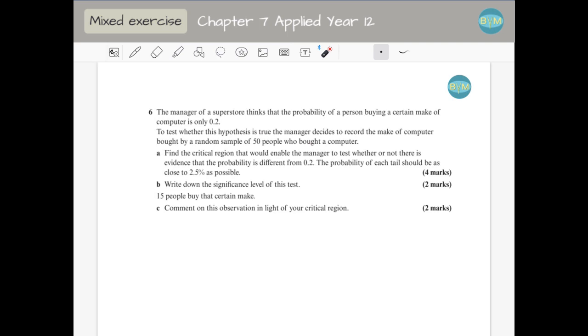Hello, this is question 6 on your mix exercise 7 from your applied book from year 12. The manager of a superstore thinks that the probability of a person buying a certain make of computer is only 0.2. To test whether this hypothesis is true, the manager decides to record the make of computer bought by a random sample of 50 people and find the critical region that would enable the manager to test whether or not there is evidence that the probability is different, and the probability should be as close as possible to 2.5%.